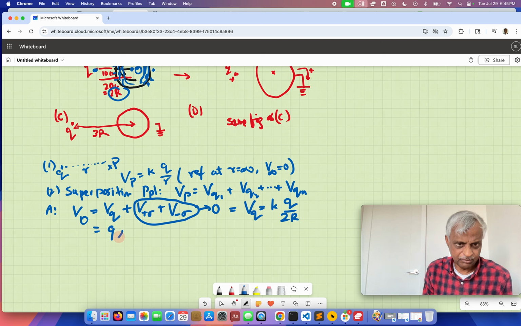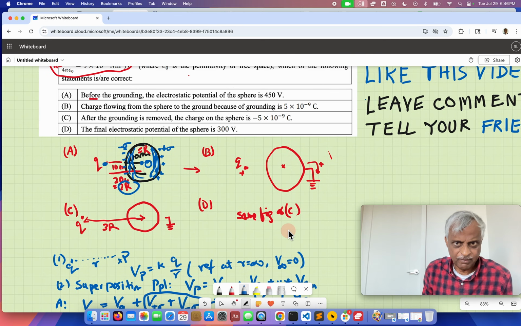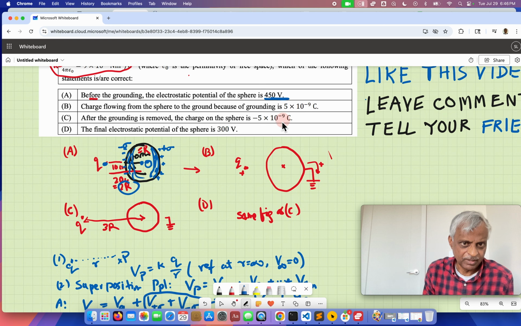So K is 9 times 10 to the power 9. Q is 10 to the power minus 8, in Coulomb. And this is 0.2 in meters. So this will kill all but one, so you have 9 over 0.2, which is 450 volt. So when we look at it, whatever the potential here is, the sphere is at the same potential.